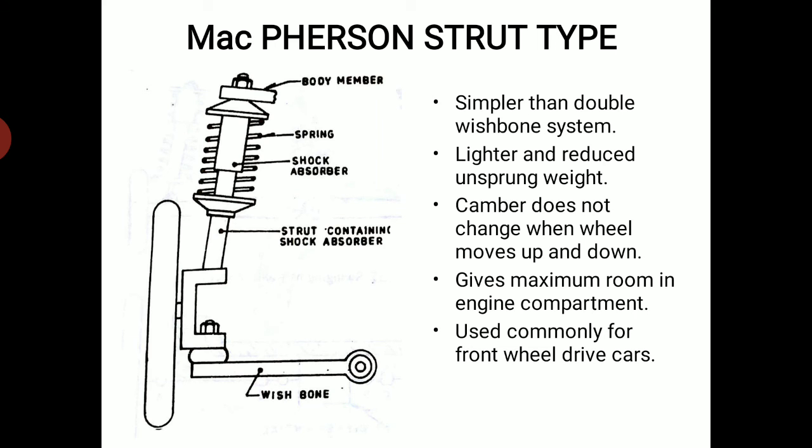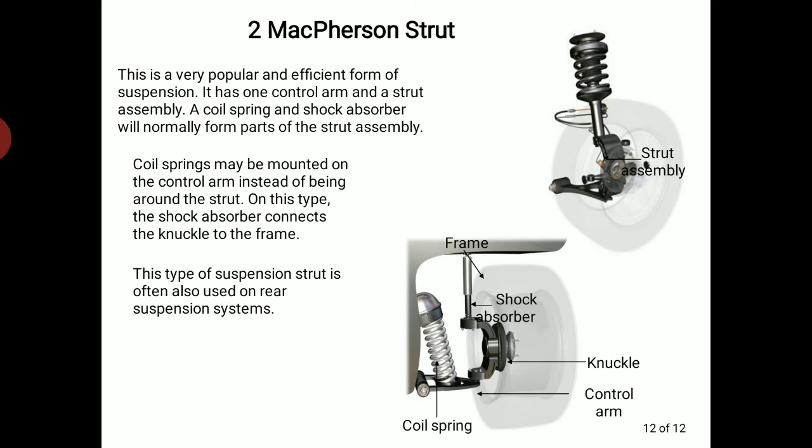So this is the MacPherson strut type. Simpler than double wishbone. So lighter, with reduced unsprung weight. Camber does not change when the wheel moves up and down. So it gives maximum room in the engine compartment. Used commonly for front wheel drive cars. So this is wishbone, and you can see the simple figure. So these are some details about the MacPherson strut type.